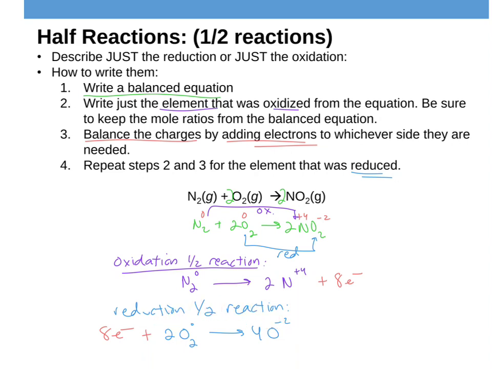Again, balancing the charges doesn't mean that they're both 0 or they're both plus 2 or they're both minus 2. It can be any of those. You just need the charges to be balanced. So then my reduction half reaction would be this right here. 8 electrons plus 2 O2s go to 4 oxide ions. That's the balanced reduction reaction. The balanced oxidation half reaction is N2 goes to 2 N plus 4 ions plus 8 electrons. Those are the balanced half reactions.